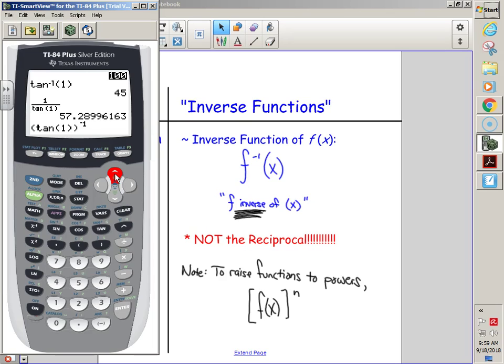So the difference between inverse and reciprocal is huge, okay? So can you do cotangent or secant or cosecant with the second button? No, you have to use 1 divided by or the whole thing to the negative 1. Long story short, I know we're not doing trig right now, but these are not the same thing.